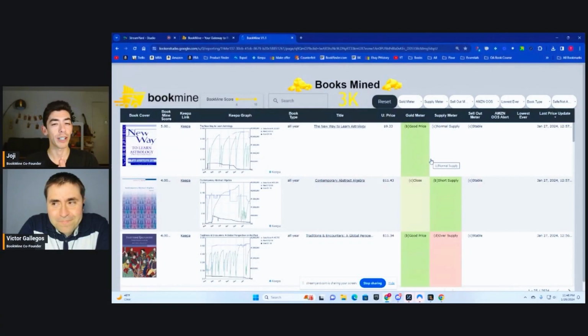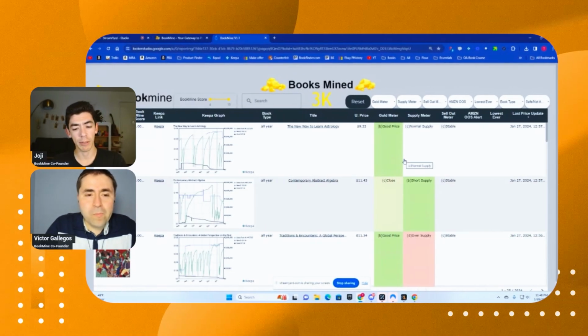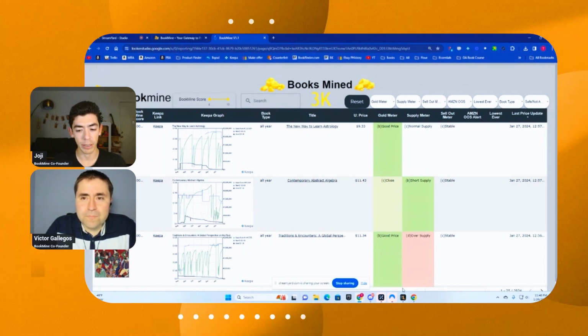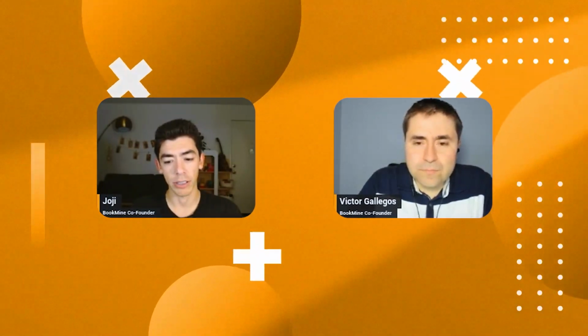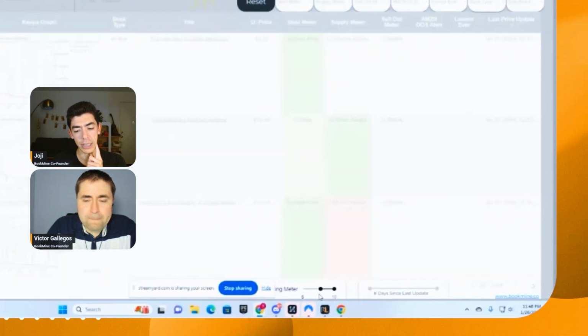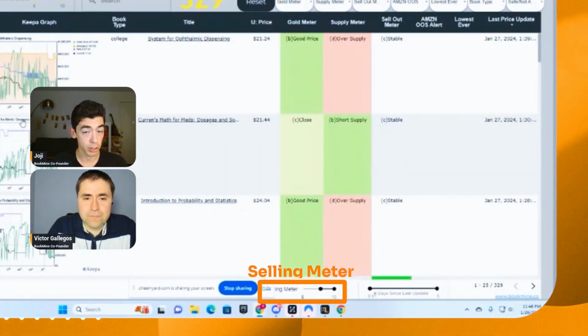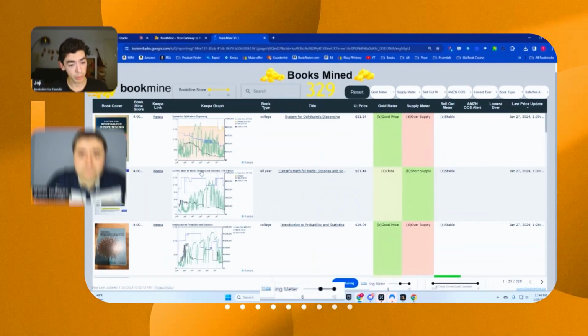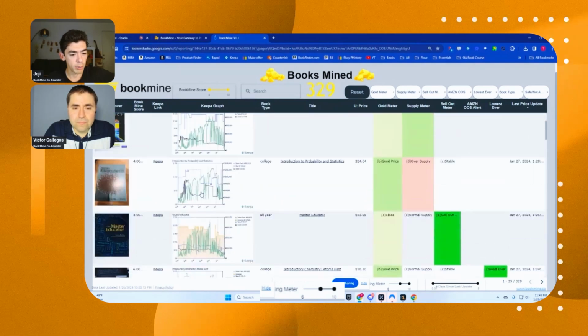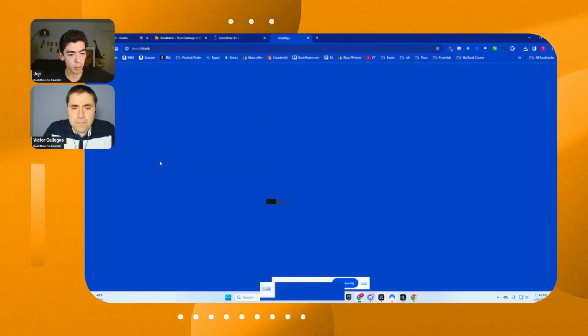All right, so we're over here on BookMine, of course, and the first thing that I'm going to do is actually just filter by the selling meter to try to find books here that are going to actually be selling a little bit more decently. So I'm just going to go ahead maybe to like 6 to 10. This is going to be finding us books that have much lower sales rank, which means that the book is actually selling. And what we'll do is maybe just look at this book here. We'll open it here in Keepa.